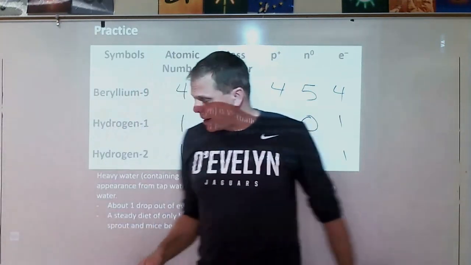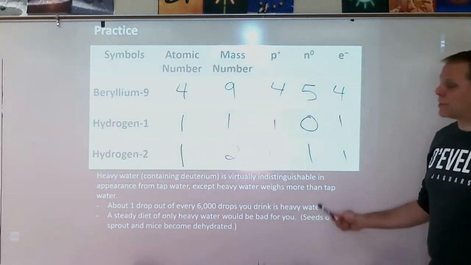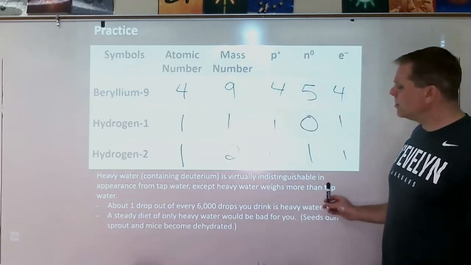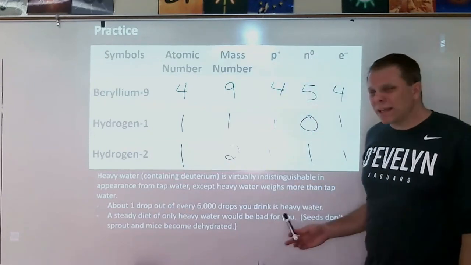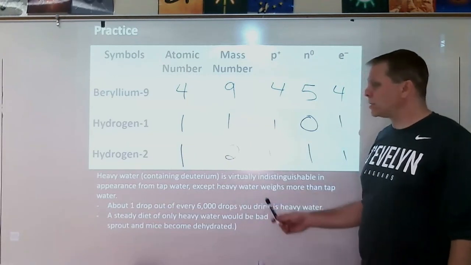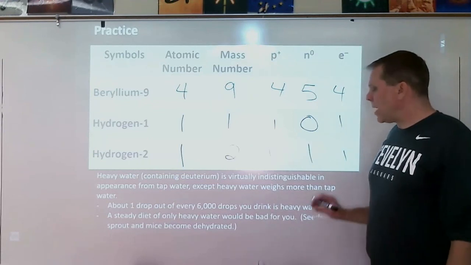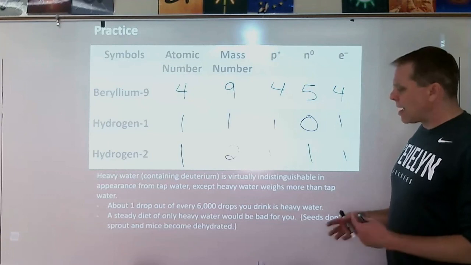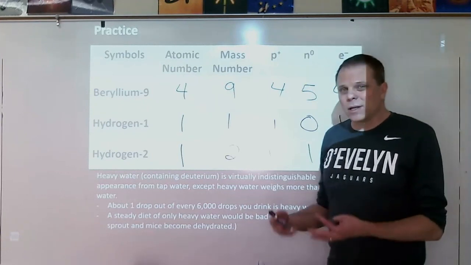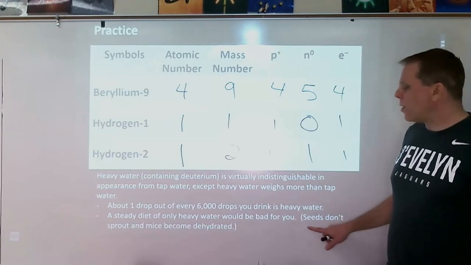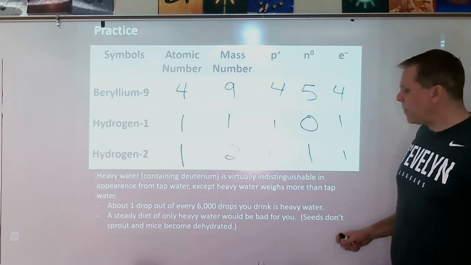Now, there's a little story here at the bottom, a little bit of interesting information. This hydrogen here is called deuterium. And deuterium is a type of water that you really couldn't tell by appearance was different from tap water. It is a little bit heavy, so we actually call it heavy water, and it weighs just a little bit more than regular tap water. Basically, about 1 drop out of every 6,000 drops you drink would be equivalent to how much heavy water you might drink. And if you had only heavy water, it would be bad for you.